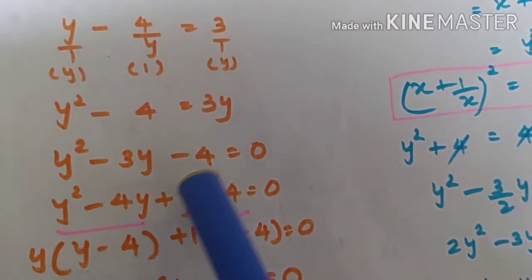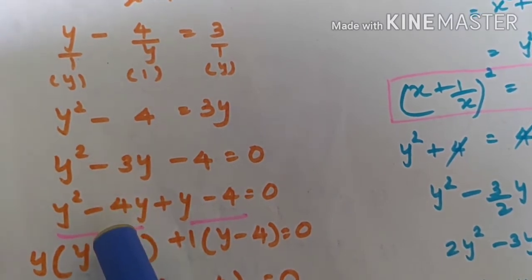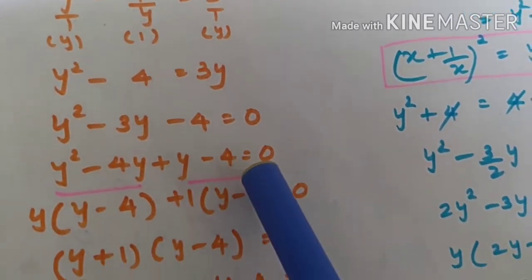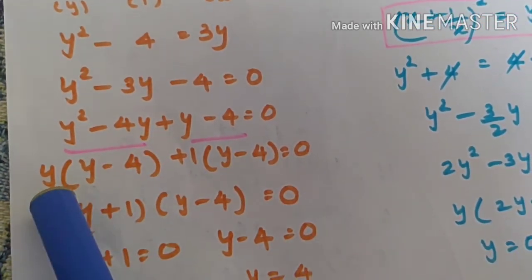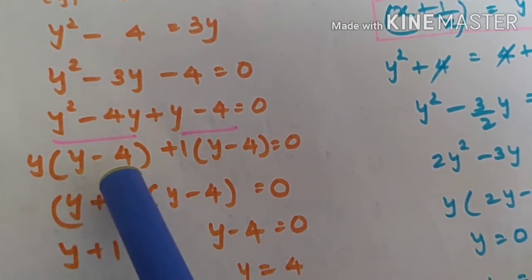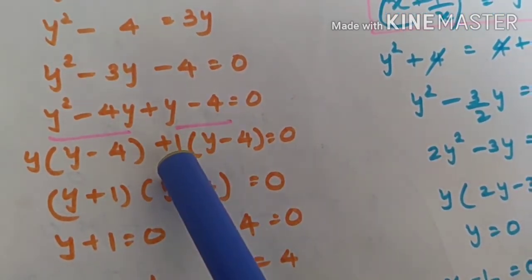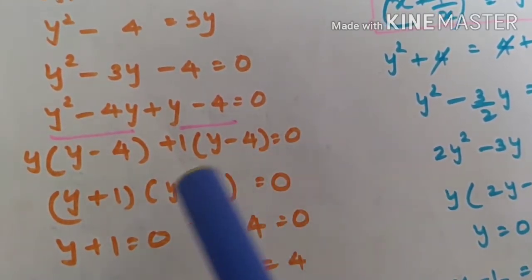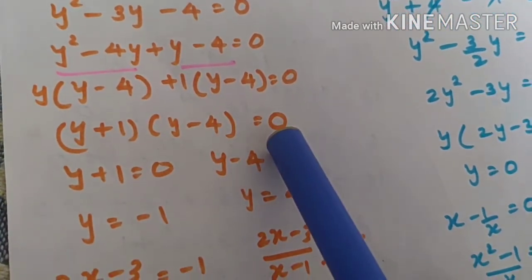So y square, now factors of 4: 4 and 1. So to get minus 3, I write minus 4y plus y minus 4 is equal to 0. Now from the first two terms I take y common, so in the bracket y minus 4. In the other two terms nothing is common, so plus 1 (y minus 4) is equal to 0. So (y plus 1)(y minus 4) is equal to 0.